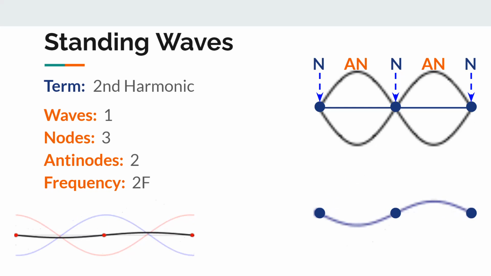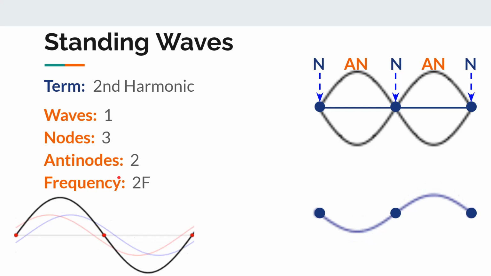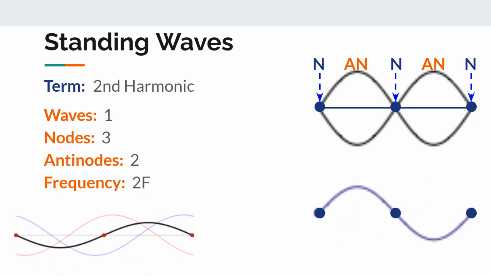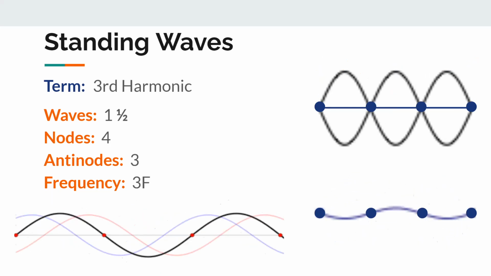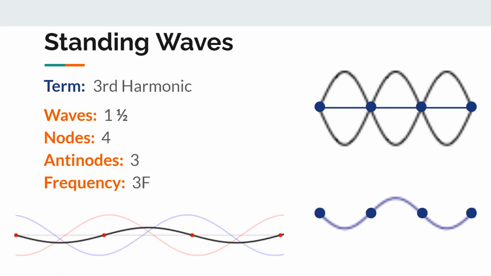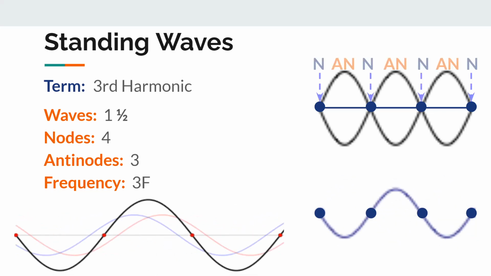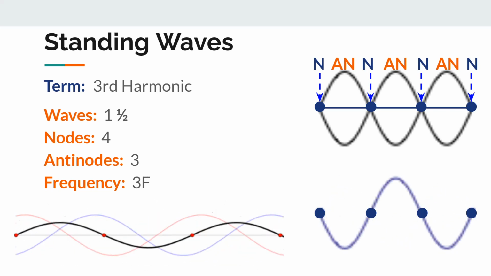And the frequency of my second harmonic will be twice my first. So if my first harmonic is 10, my second harmonic is 20. Okay, but it will be double whatever the first one is because they're multiples of each other. The third harmonic, again, I told you can count those antinodes, is 1.5 waves. It has 4 nodes. It has 3 antinodes. Okay, and it has a frequency of 3F.